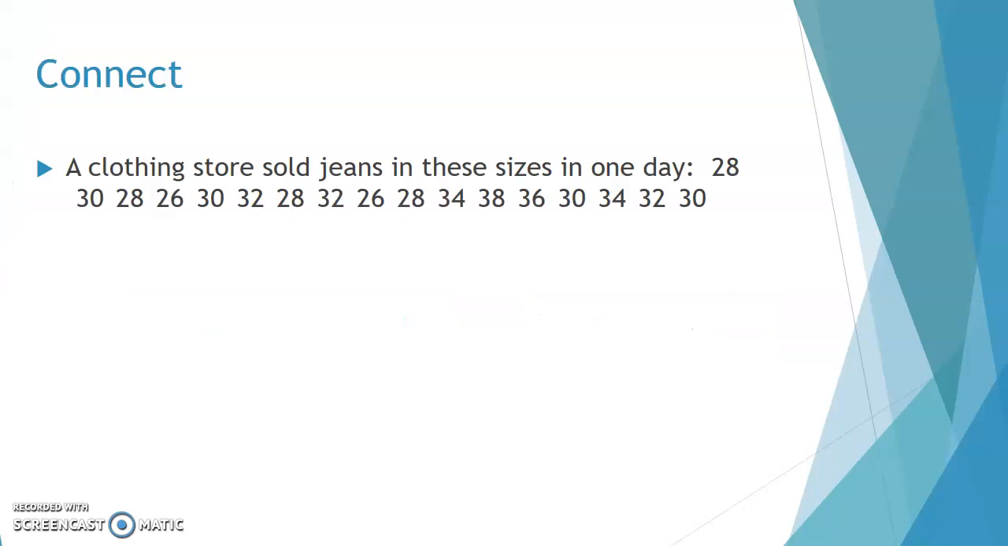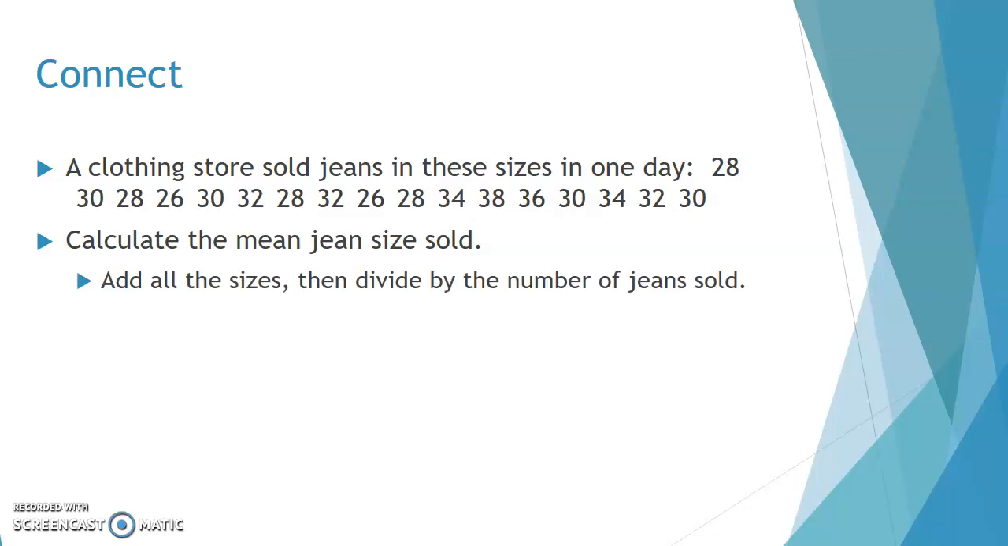Here we have a clothing store that sells jeans in various sizes, and we have a list here of the sizes that were sold in one day. The first thing I'm going to have you do is calculate the mean jean size sold. And if you'll recall, to calculate the mean, you add all of the sizes and then you're going to divide by the number of jeans sold. So go ahead and pause the video here for a moment and try that calculation.